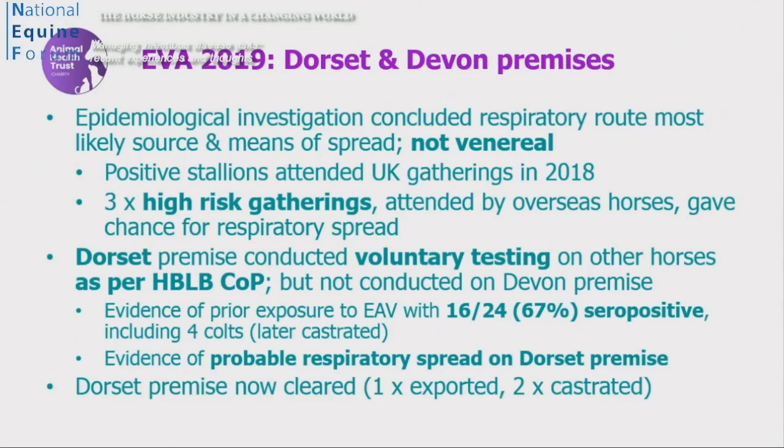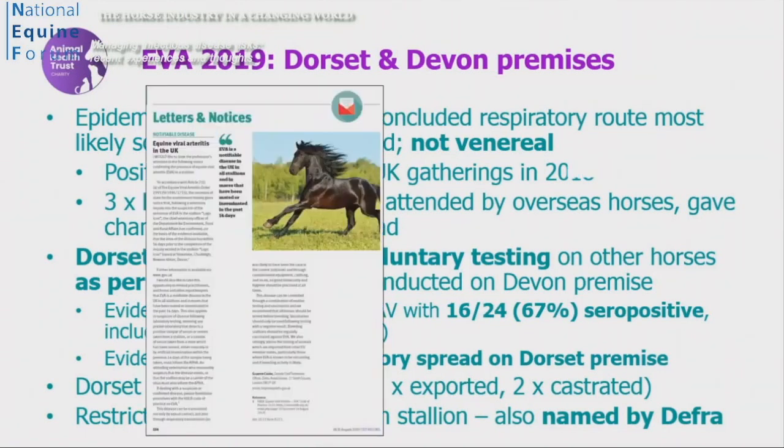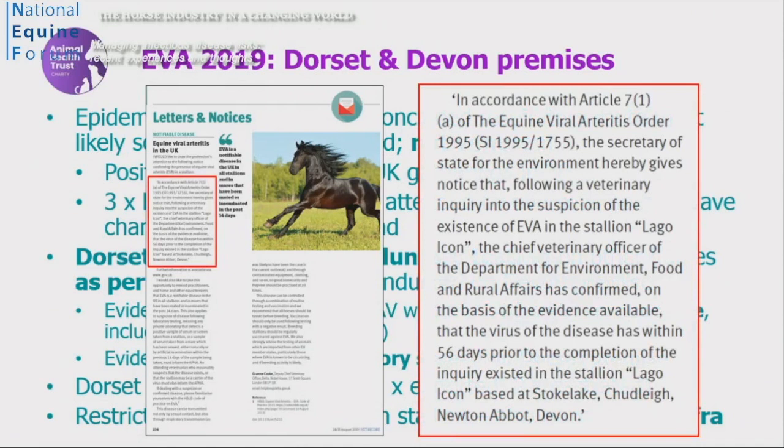1 animal under supervision or under authorization from the CVOs had been exported out of the country, and 2 have since been castrated. Unfortunately, restrictions still apply to the animal on the Devon premise. And in August, DEFRA took the steps, as they are allowed to do under the EVA order, to actually notify the name and the site of where this animal is. And this is a letter that was written by Graham Cook to the Veterinary Record in August last year. And that animal has been named, and the site of where he is held is published.